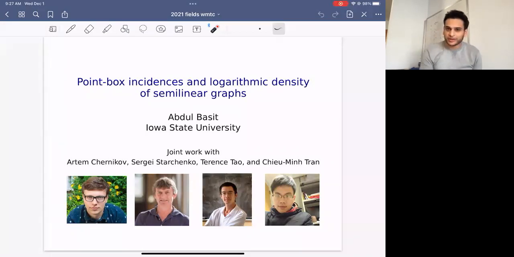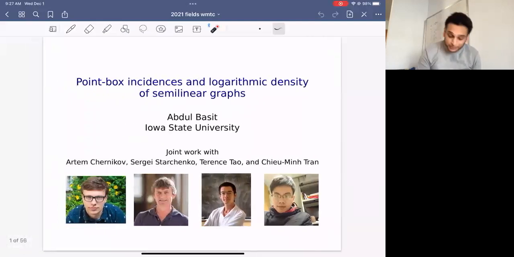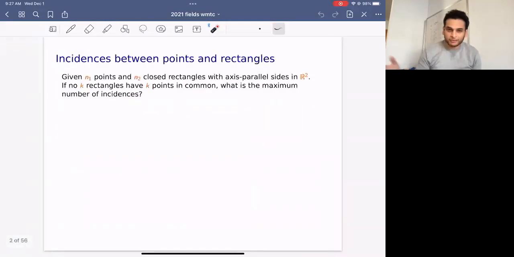I'll start off with a very simple sounding problem. If you get bored at any point in the talk, you can just start thinking about this. We managed to give some bounds for it, but we're still a couple of logarithmic factors off. But yeah, here's the problem.